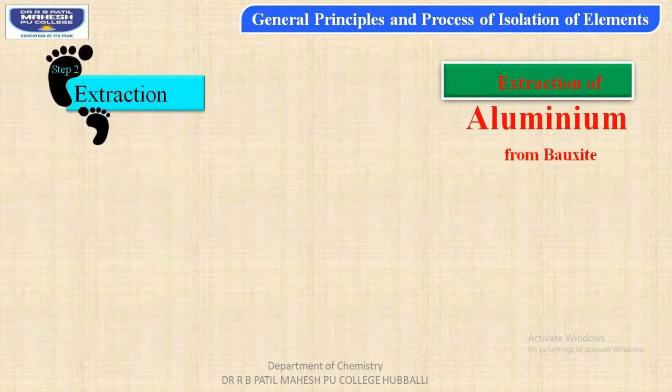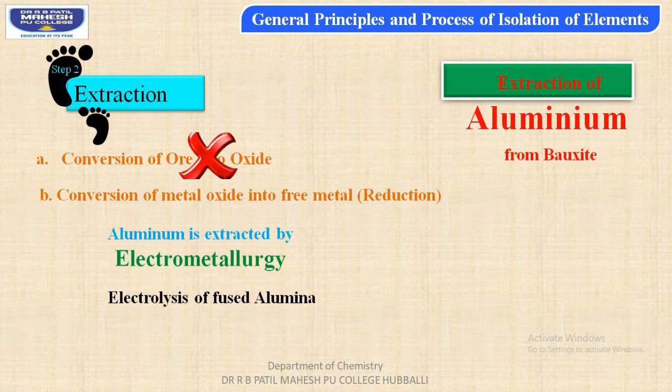The second step is extraction of the metal. During the concentration of the bauxite ore, we are already isolating aluminium oxide. Thus the first step won't be needed, and we directly proceed with the second step. In the second step, reduction has to be done, students.